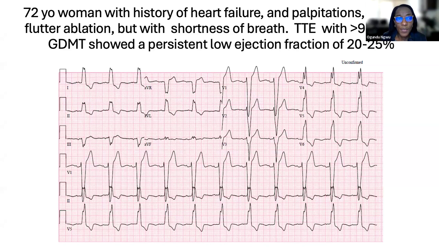Now, we have a 72-year-old woman with a history of heart failure and palpitations. She had a flutter ablation, continued to have shortness of breath, and she had a repeat echocardiogram 90 days after being on guideline-directed medical therapy, which showed that her LV function was still reduced at 20 to 25%. And this is her EKG that we have on the screen. It shows normal sinus rhythm, left bundle branch block, and her QRS is 180 to 200 milliseconds. So it's a really broad QRS. And it appears this woman has a non-ischemic cardiomyopathy with persistent LV dysfunction in spite of optimal medical therapy.